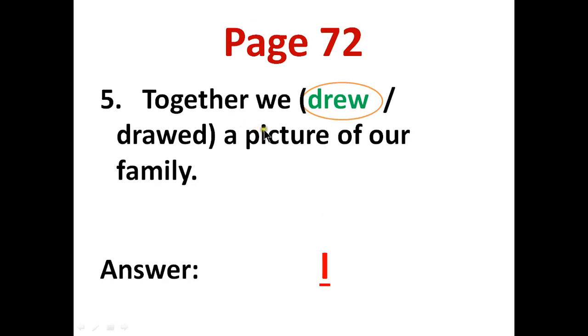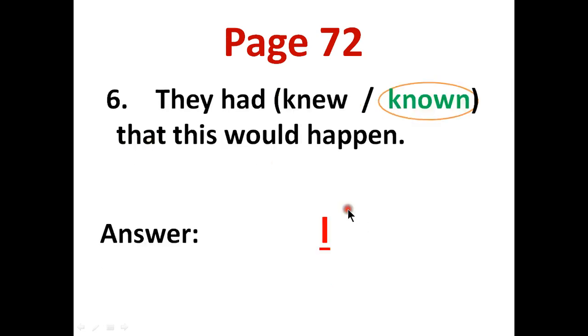Number 5. Together we drew a picture of our family. Drew is the correct option here. We will call it an irregular verb. Drawed is wrong. Number 6. They had known that this would happen. The sentence belongs to past perfect tense. So we will use known along with had. So known will be an irregular verb.